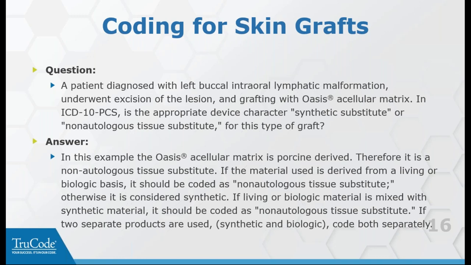Okay, and then the final PCS change I wanted to talk about was a table change in the skin and breast body system. The external approach value X was deleted for the breast body part, and this change is going to allow us to distinguish between procedures that are performed on the skin of the chest as opposed to those that are performed on breast tissue. So procedures performed on the skin of the chest will be classified to the body part value 5 with the approach value X for external.